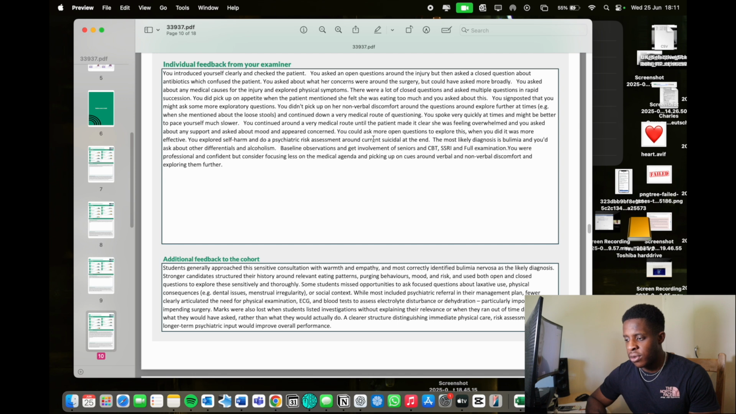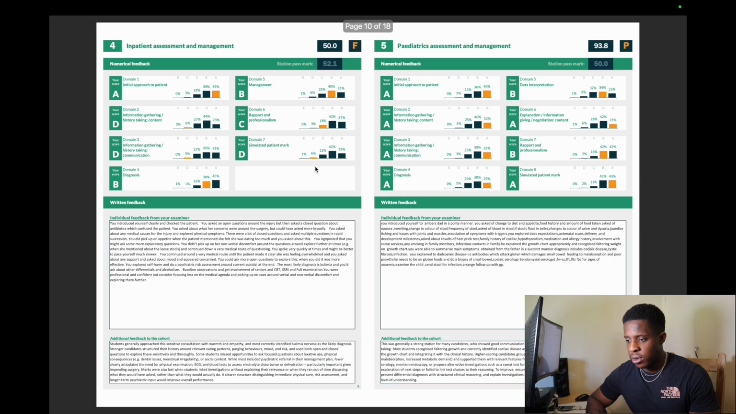The most likely diagnosis is bulimia, and you'd ask about other differentials like alcoholism. Baseline observations and get involvement of seniors, CBT, SSRI, and full exam, which I mentioned. You're professional and confident, but consider focusing less on the medical agenda and picking up on cues around verbal and non-verbal discomfort, exploring further.